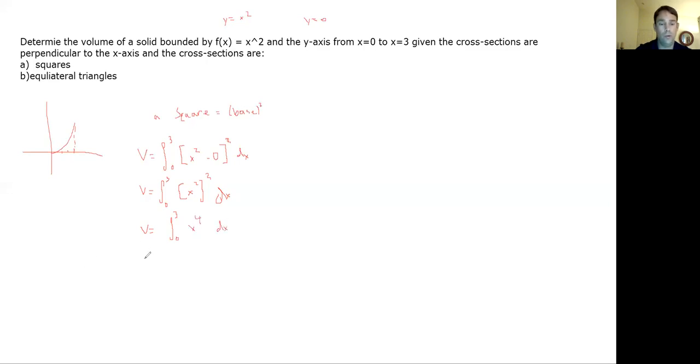So then when we integrate that, x to the 4th is 1/5 x to the 5th from 0 to 3. And if I plug my values in there, I get 243 over 5.